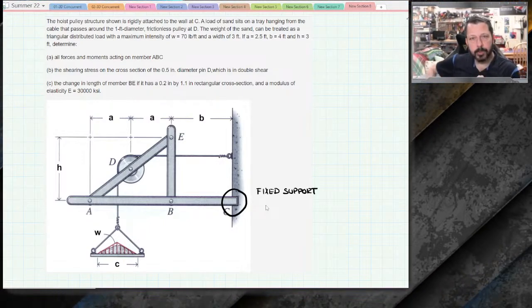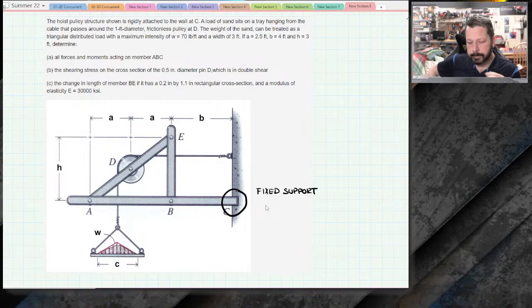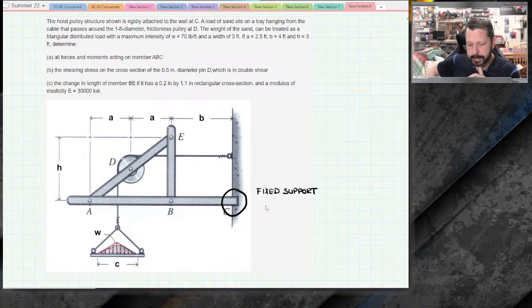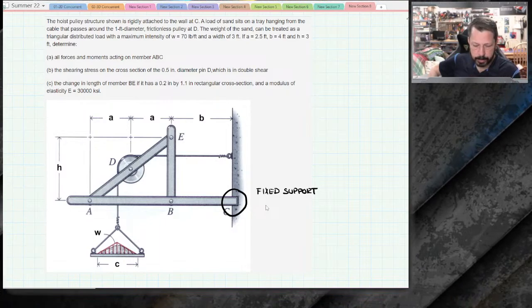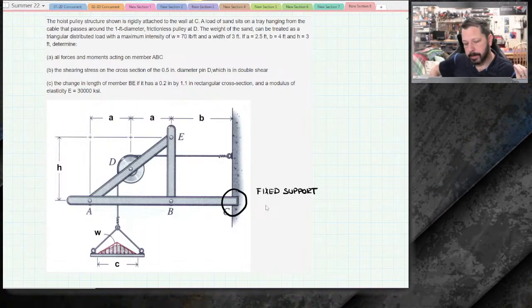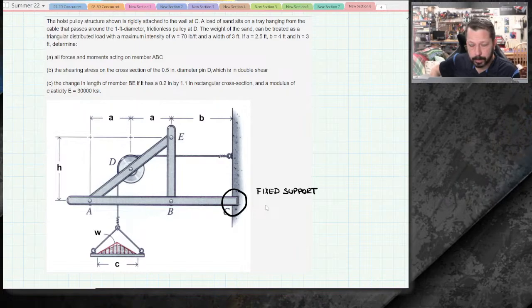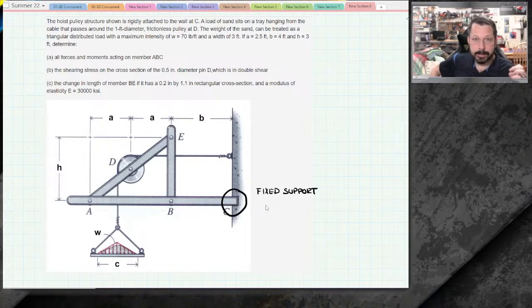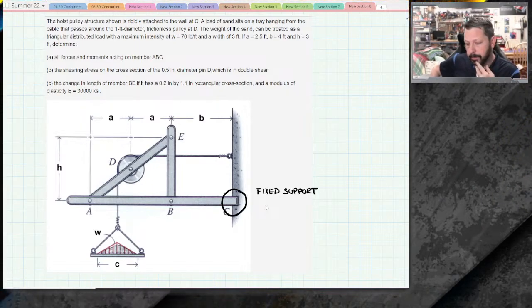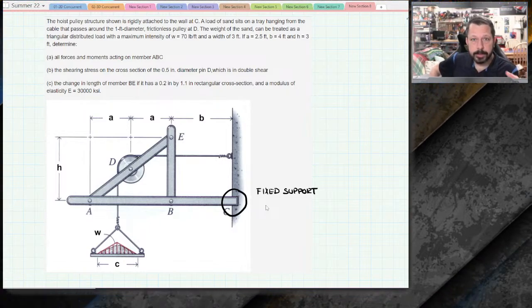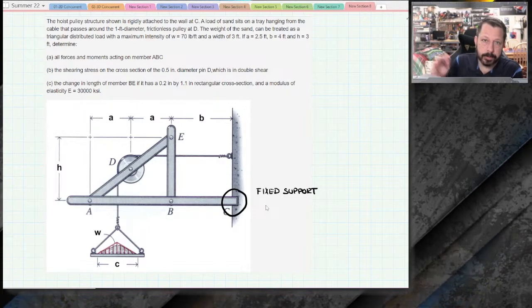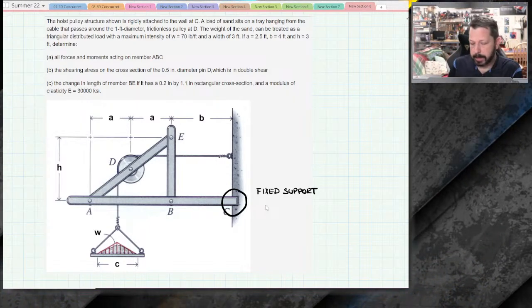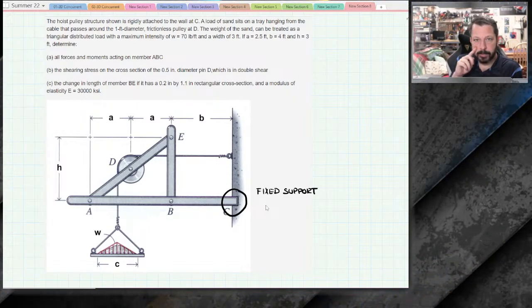I think that's the word that we'll use most often for naming something like this. Basically, what this is modeling is that this bar ABC is either welded to the wall. In this case, it looks like it's embedded in the wall, or maybe it's bolted to the wall. It's rigidly fixed to this wall somehow. Whereas with a pin or a roller, it has some degrees of freedom. So this is a new thing that we haven't had before.